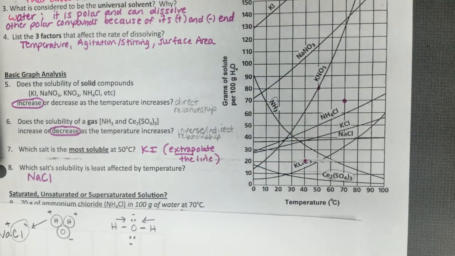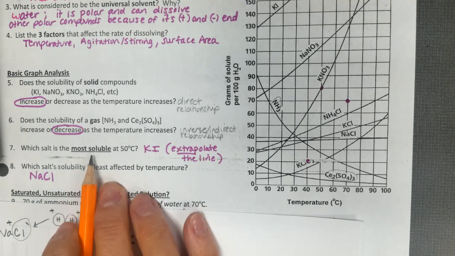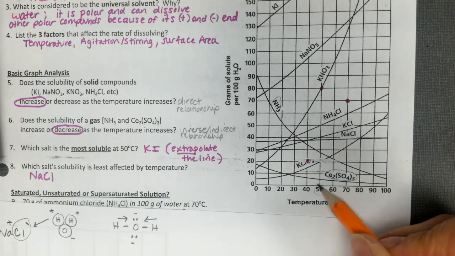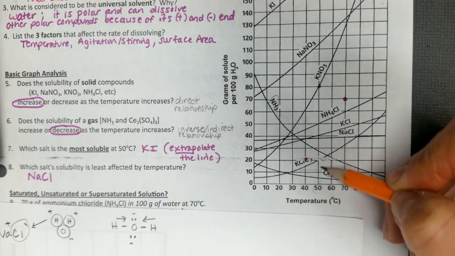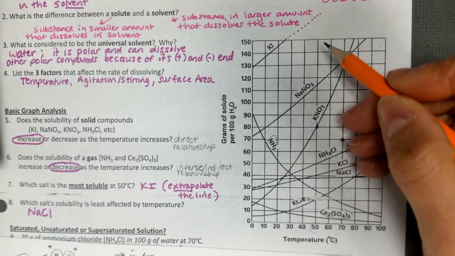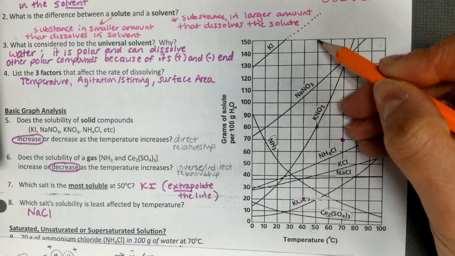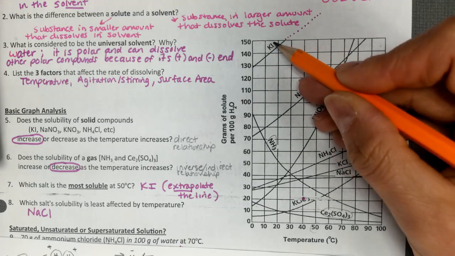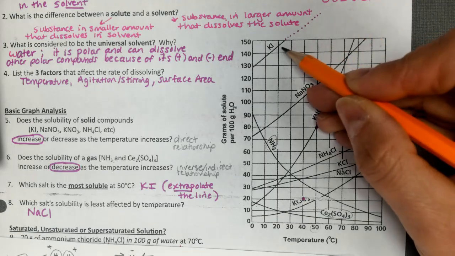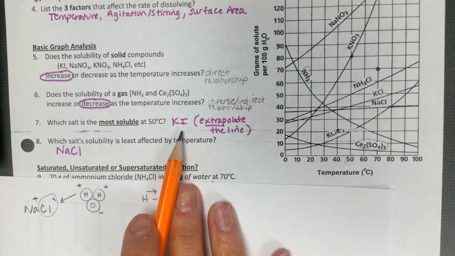Okay, which salt is most soluble at 50 degrees? Or which salt can dissolve the most solute? We're going to find 50 degrees, and then I'm going to see which line is the highest. So as I go up, a lot of students will pick this one here, but if I go all the way up, I can see that this salt, actually, if I extrapolate it, that one would have the highest solubility. So my answer is going to be KI.